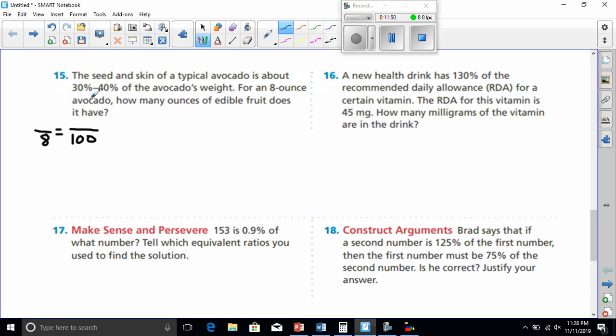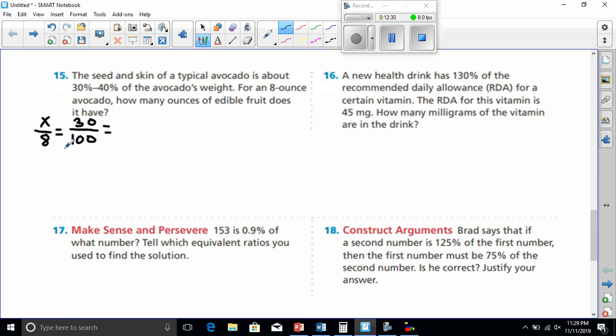And I know that in some cases 30% of it is the skin and the seed, which cannot be eaten. And I'd have to find how much of that avocado is not edible. Well, if I do this, I realize it's going to be 8 times 30, because I have to multiply 8 to this side, I'll multiply it to this side. Or I could even say this is 30, if I bring it back, 30% would be turned into 0.3, but I'm going to do it the percentage way here. 8 times 30 is going to be 240.